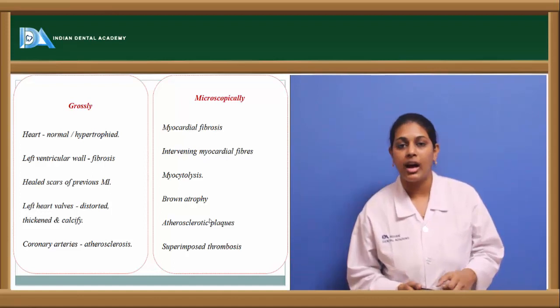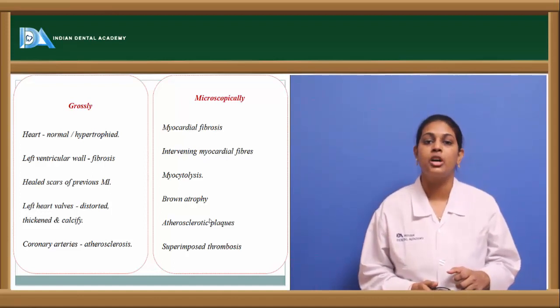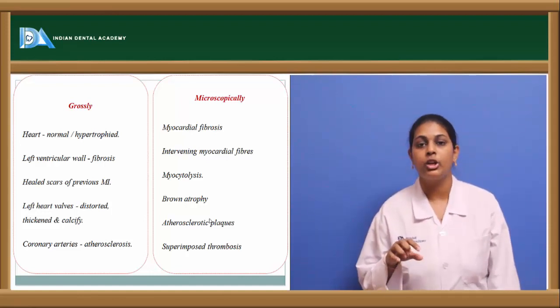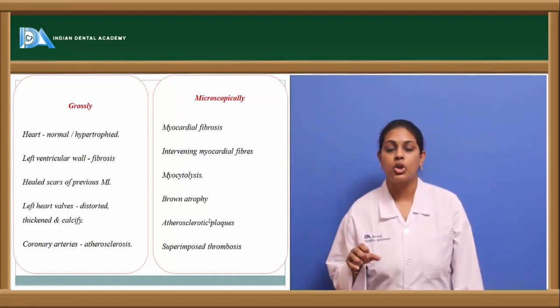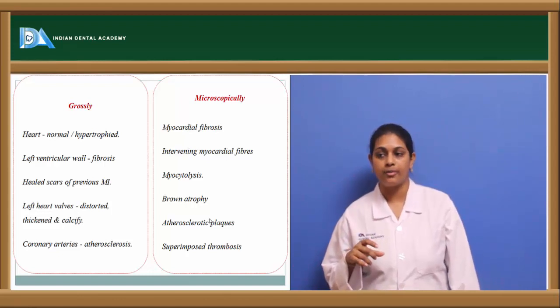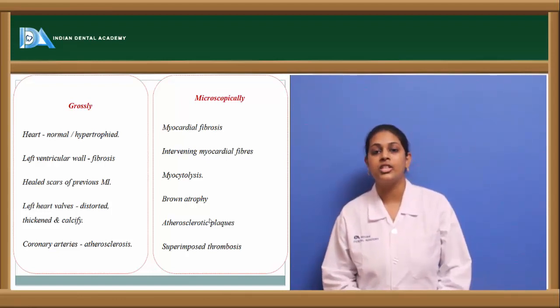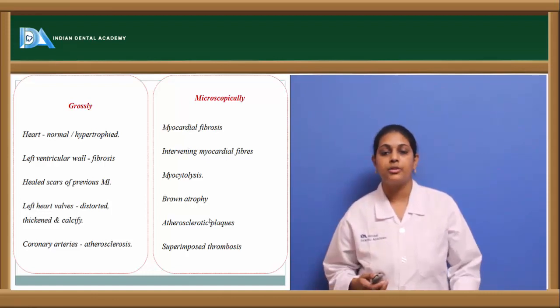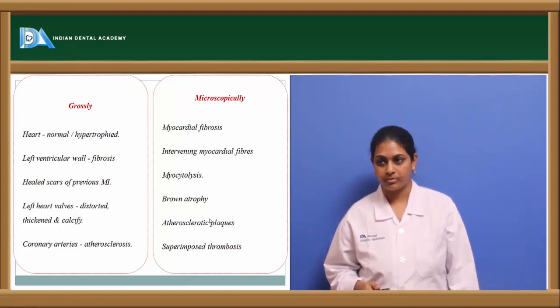Other than that, there are even atherosclerotic plaques which can be observed, where we see a narrowing of the lumen of the artery, most commonly involving the coronary artery. Other features such as superimposed thrombosis can also be seen when observed under a microscope.